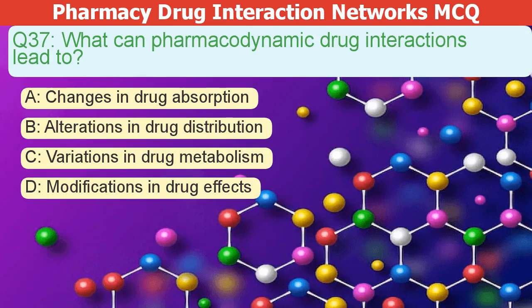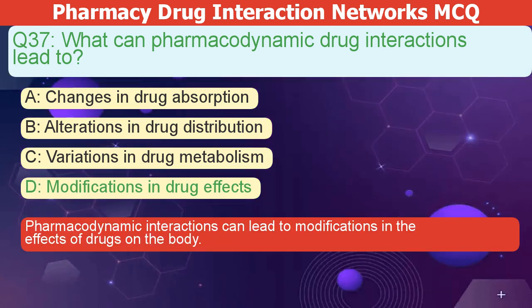What can pharmacodynamic drug interactions lead to? A. Changes in drug absorption. B. Alterations in drug distribution. C. Variations in drug metabolism. D. Modifications in drug effects. The correct answer is D. Pharmacodynamic interactions can lead to modifications in the effects of drugs on the body.